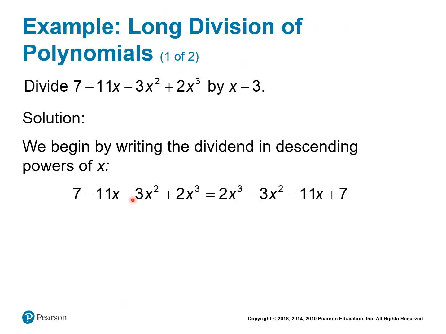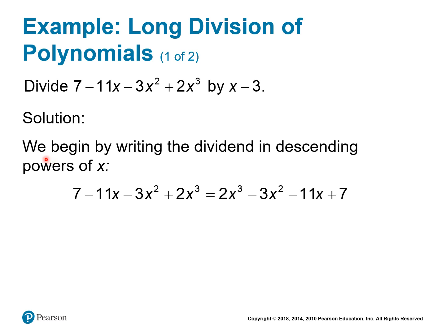Now let's walk through this example that is given in this slide. It says divide 7 minus 11x minus 3x squared plus 2x cubed by x minus 3. So here is the dividend, and we see that this is not in proper polynomial order, in descending order of exponents, and x minus 3 is the divisor.